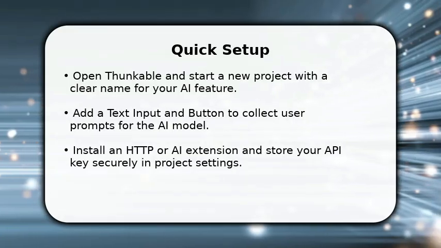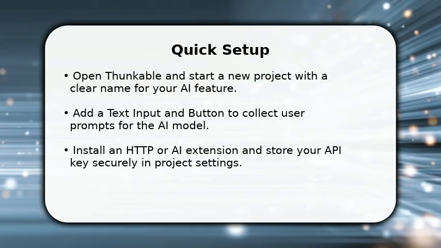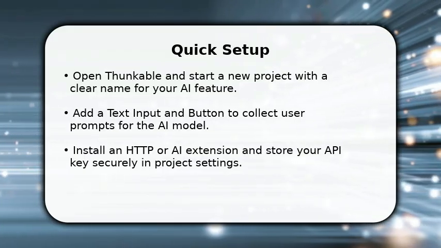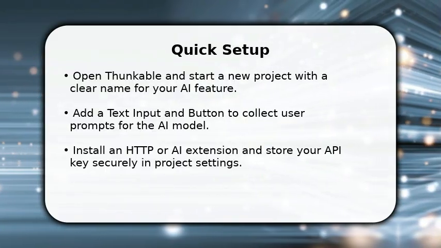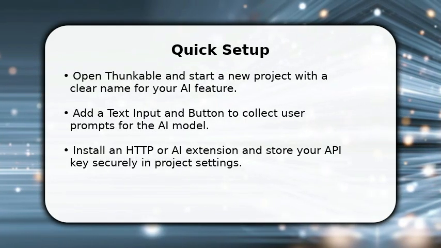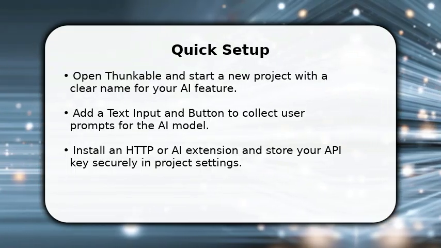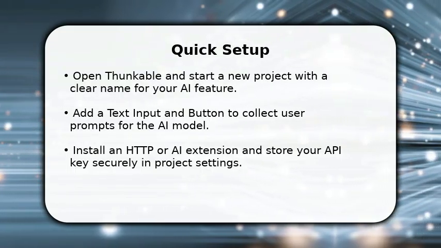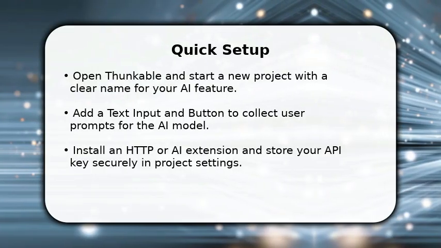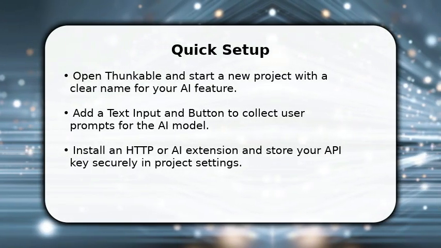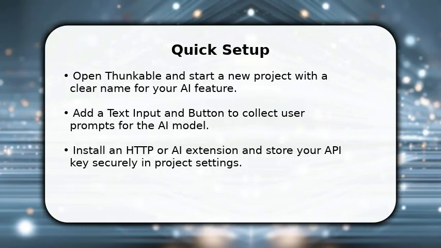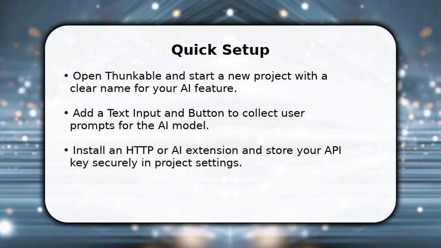In this video, I will explain how to use AI in Thunkable, updated. Open Thunkable, create a new project, and name it clearly for your AI feature. Drag a text input and button onto the screen to gather user prompts, and add a label to display responses. Configure an HTTP or AI block, paste your API key into secure settings, then wire the blocks so the button sends the prompt and the label shows the reply.